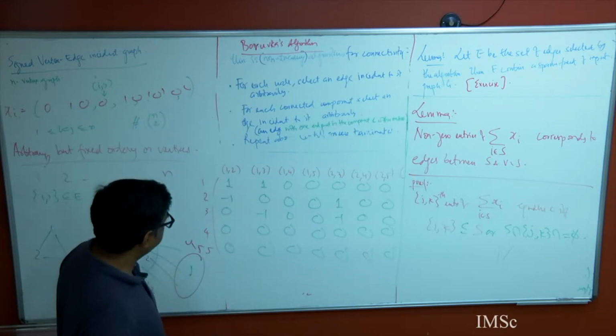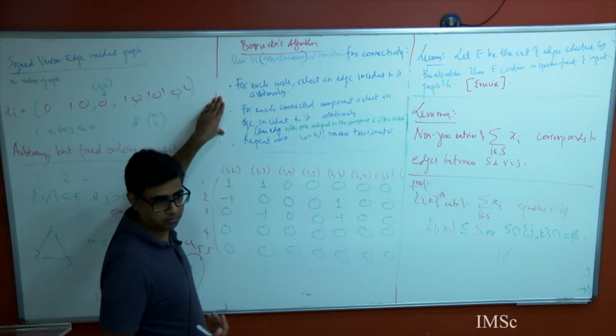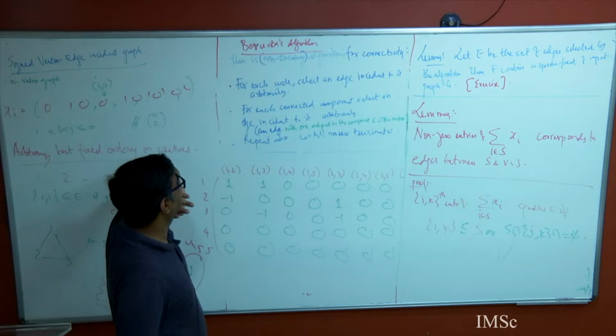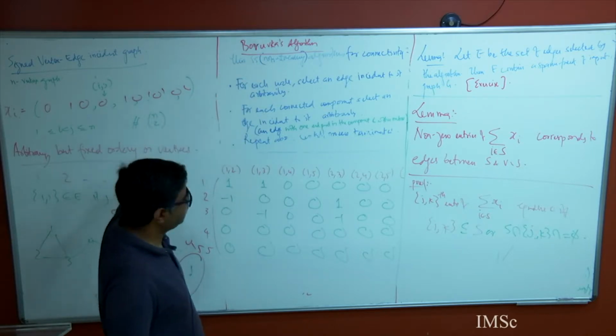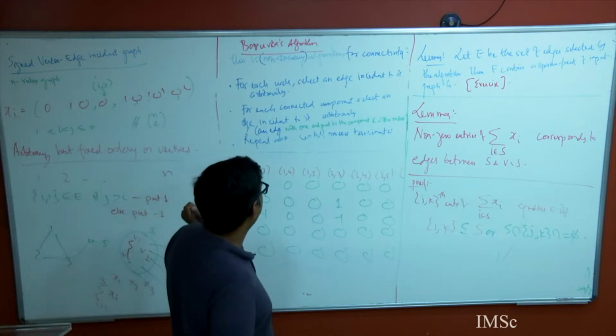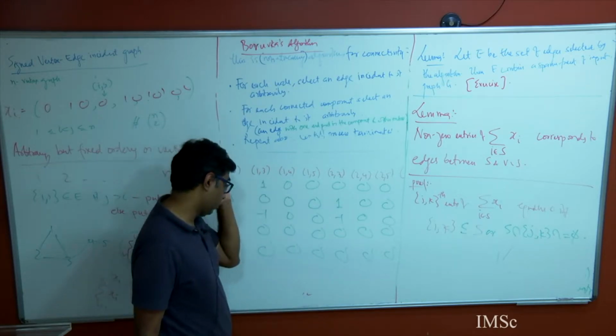So what we did first, we decided which algorithm we are going to apply for our connectivity algorithm, and we plan to apply what is called Boruvka's algorithm, which basically selects an edge incident to every vertex arbitrarily, and for each connected component then it again selects an edge, and you do it until it is no longer possible.